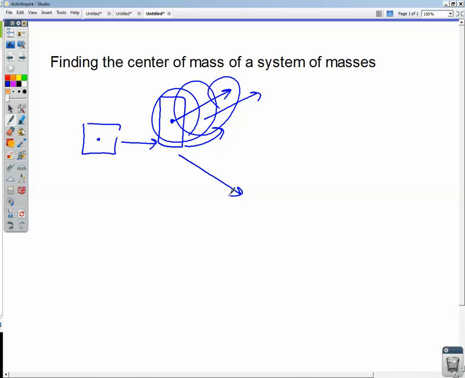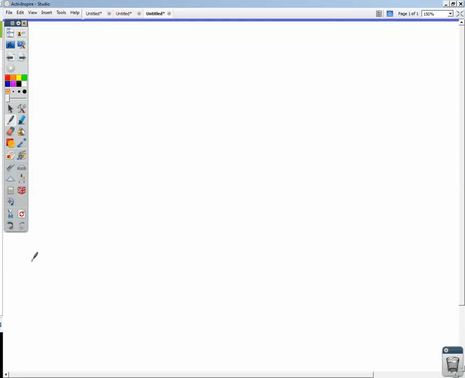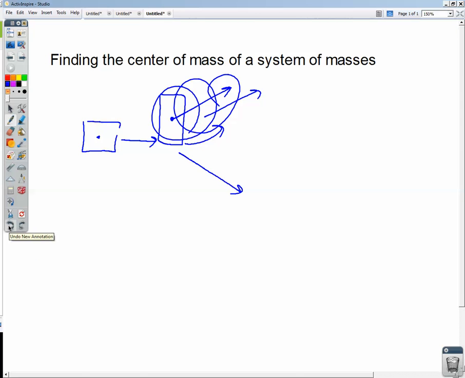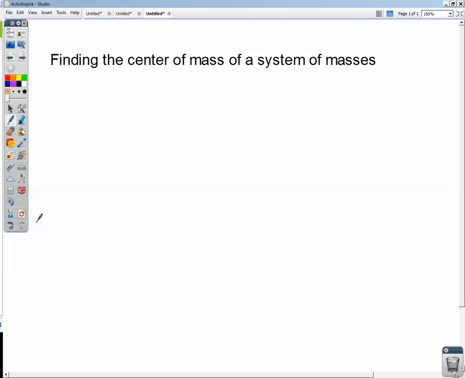So we're not going to get into motion of centers of mass too much, but we do need to be able to find the center of mass. So let's erase all this fun stuff here, and let's just talk about finding the center of mass. I didn't want to clear everything, just the annotations. There we go.